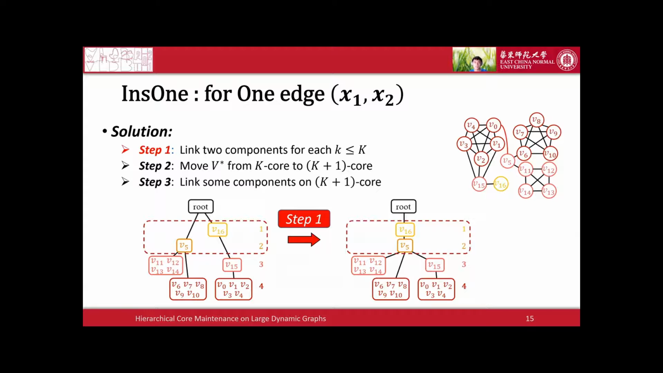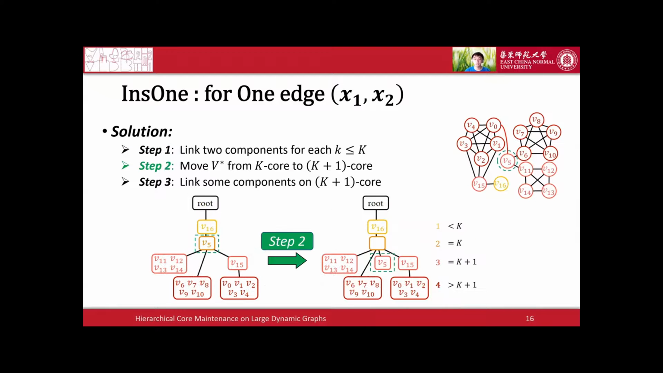According to the above analysis, we can update the structure in 3 steps. The first step is to link two components for any k not larger than the coreness. For example, as shown in the red rectangle, we merge two subtrees into one. The second step is to update the vertices with changed coreness.